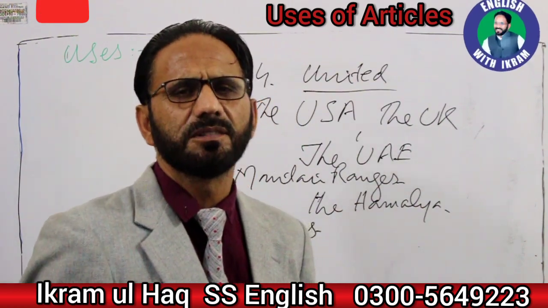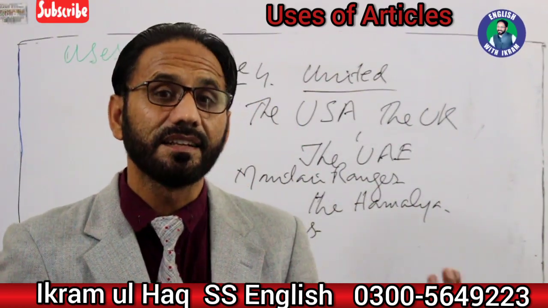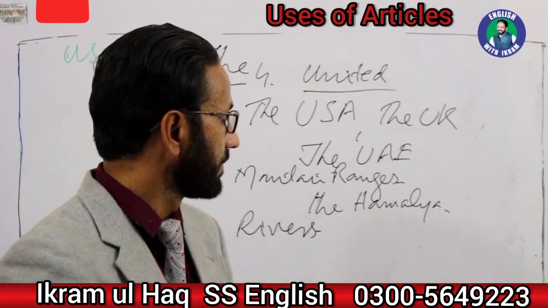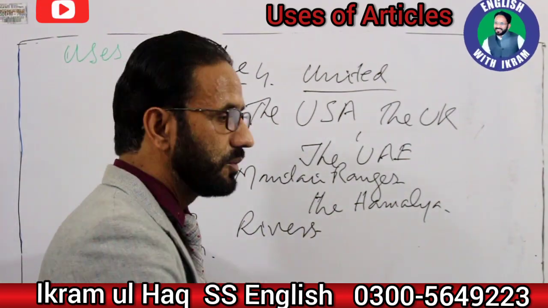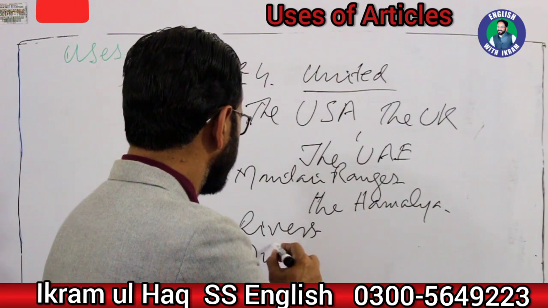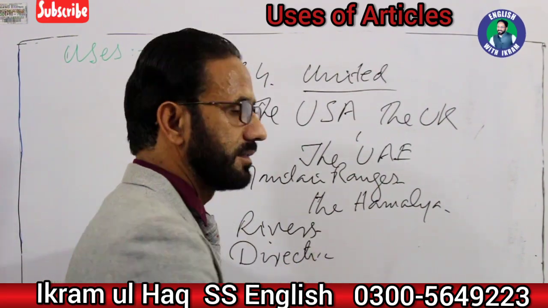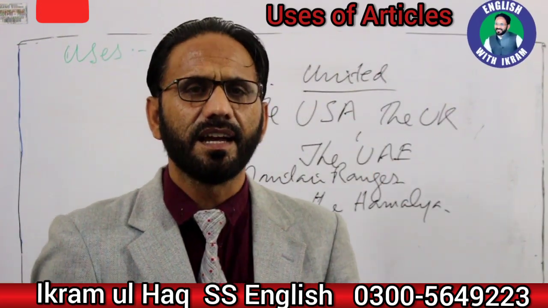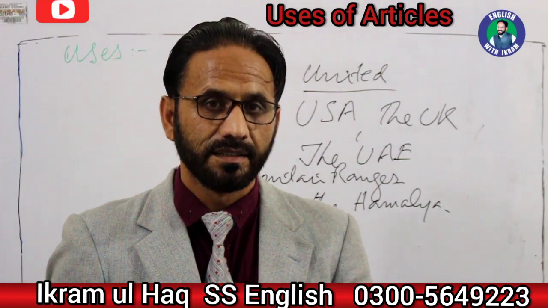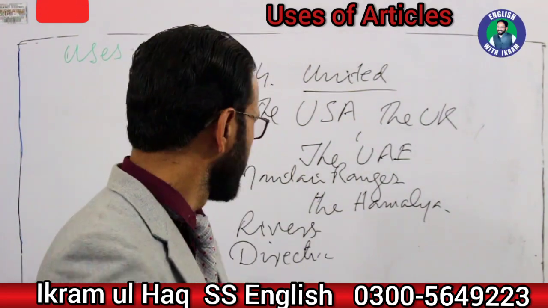The next one is we use the with the names of rivers. Now these are certain very simple uses. The names of rivers: the Indus, the Jhelum, the Ravi, right? The next one is we use the with directions. Directions, I mean the four major directions: the west, the east, the south, the north, right?